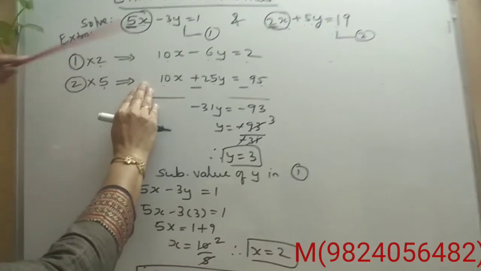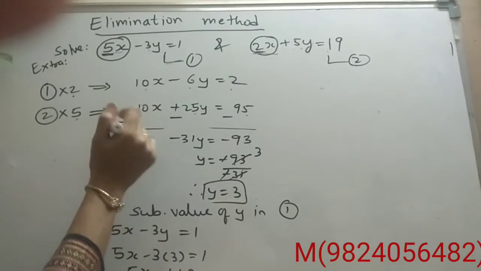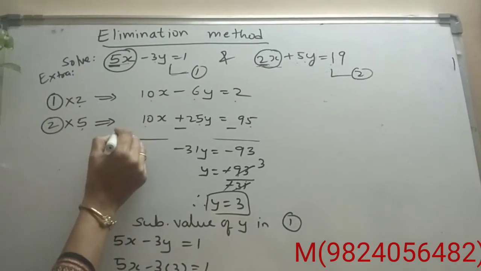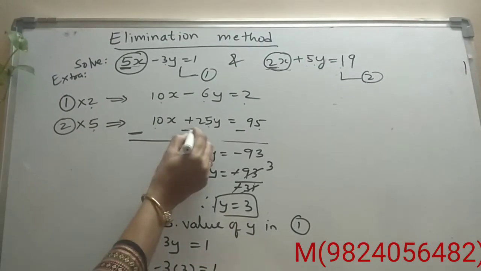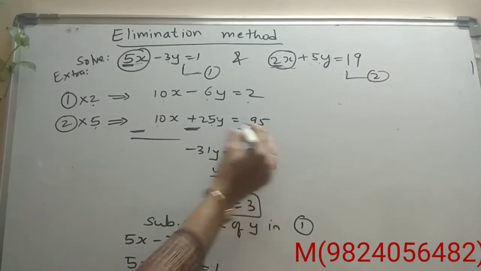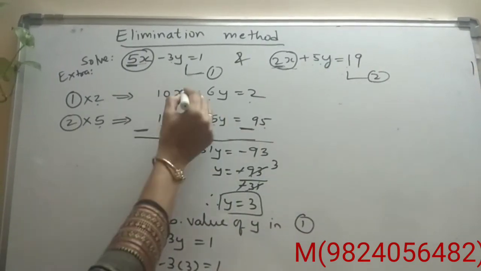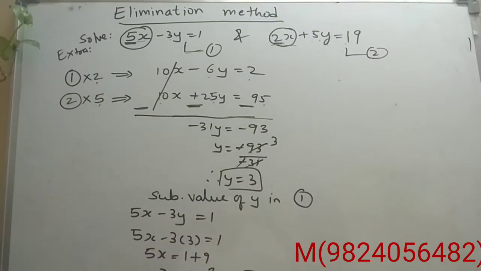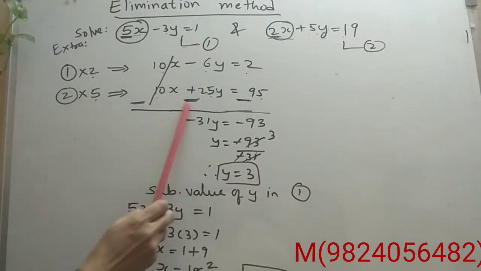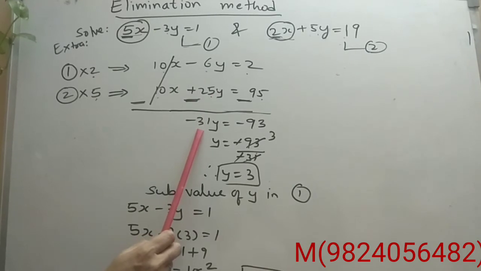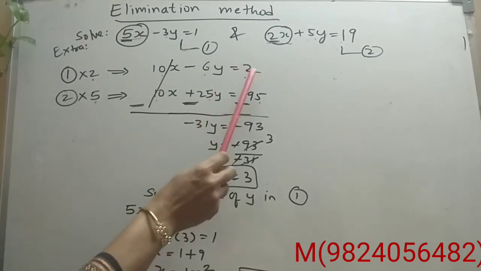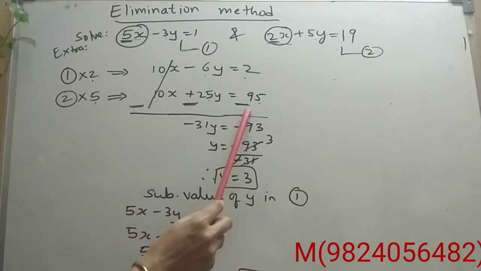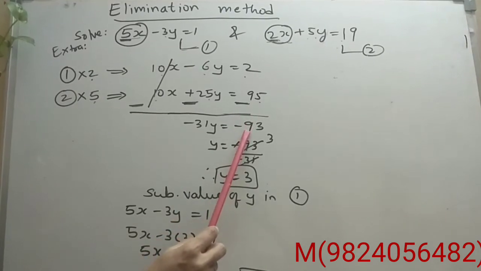So what you have to do, you have to change the sign of the second equation. So when we are changing, this will become minus, plus again minus. Now we will operate plus 10 minus 10. The terms are cancelled. So what you are getting? You are getting minus 6 minus 25, turns out to be minus 31y. The constant side 2 minus 95, so it is minus 93.